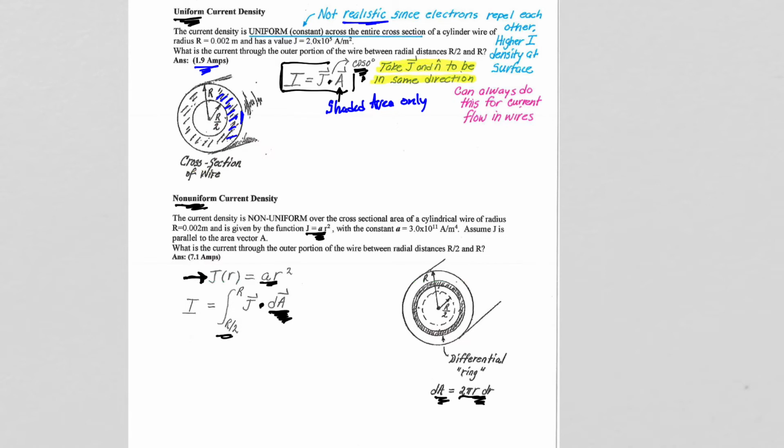You'll simply substitute the A r in for the J, cosine of 0 degrees, integrate. Our limits are, again, we're only interested in the section of the wire from R over 2 to R. And if you do that integral and plug in the numbers, you should get the 7.1 amps. So pause the video here, see if you can finish out the math, and when you unpause, we'll take a look at the solutions together.